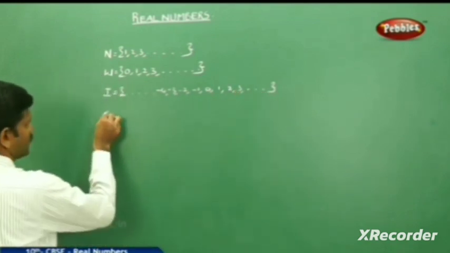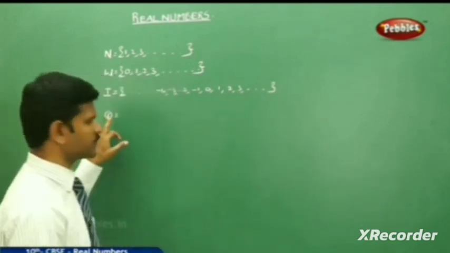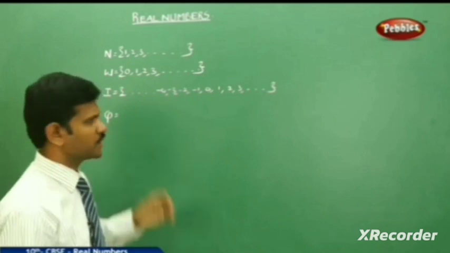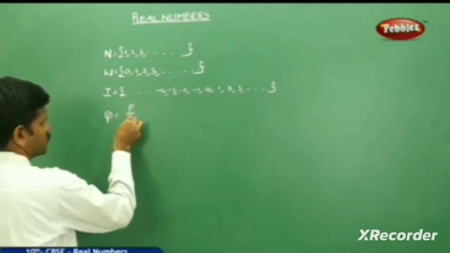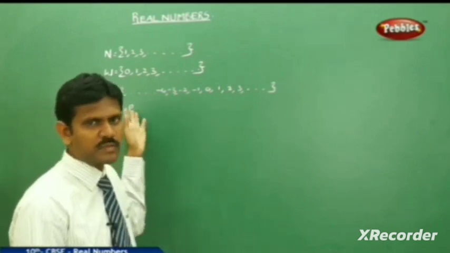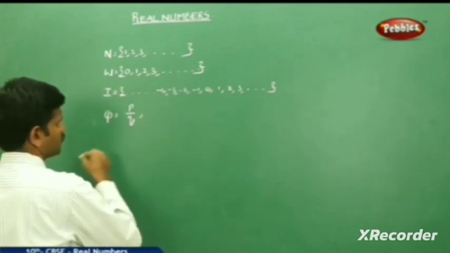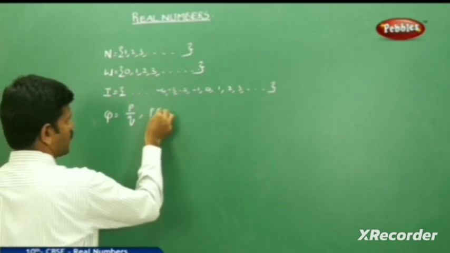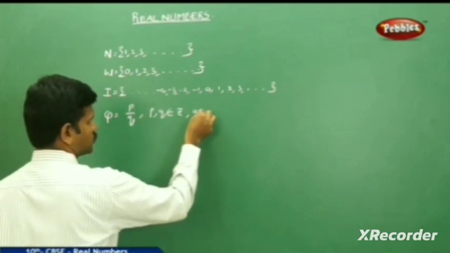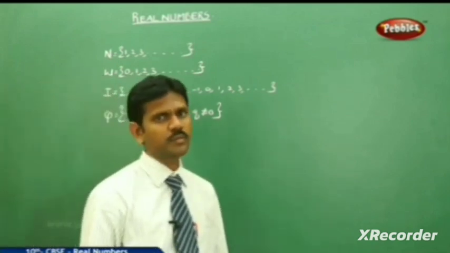Next, rational numbers. How to define a rational number? Rational numbers are denoted with the letter Q. What is meant by rational numbers? Rational numbers are of the form p by q. That means numbers which are in fraction form, p by q, are called rational numbers. Here p, q are taken from the integers, that is Z, and q is not equal to 0. This is the definition of rational numbers.